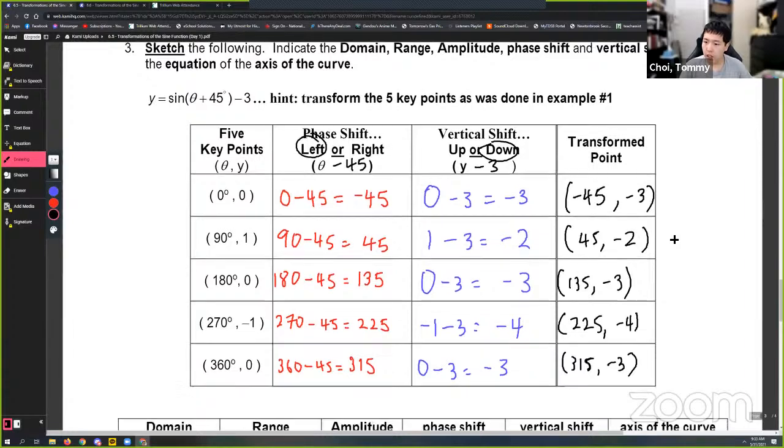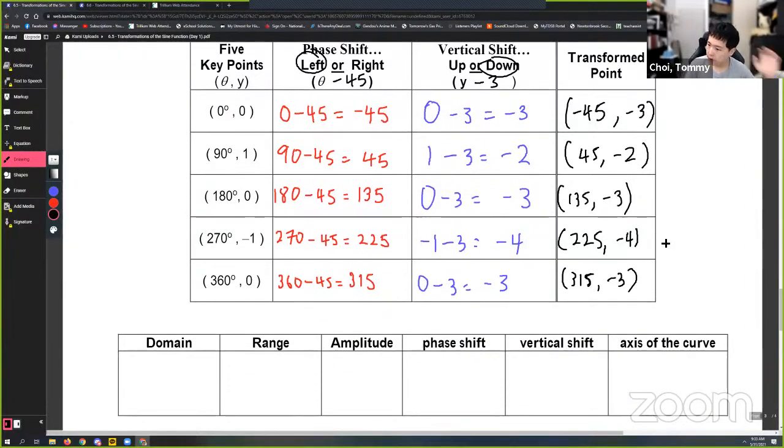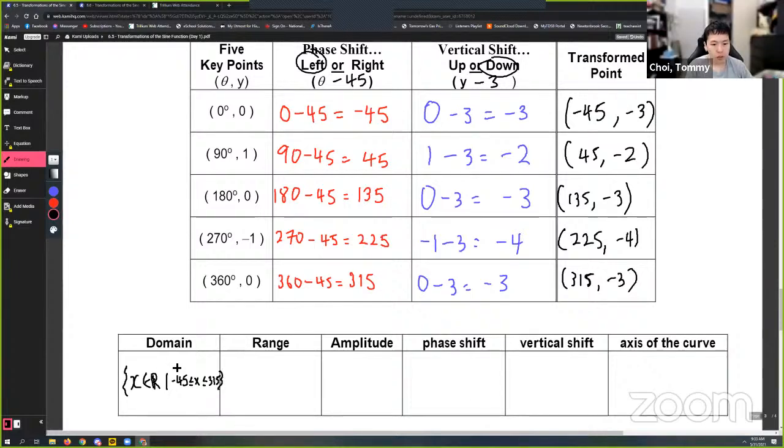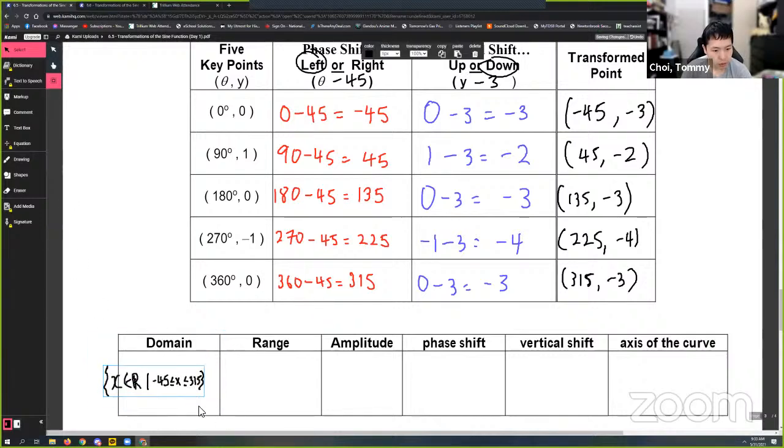Okay. So then, does anyone want to give some of these a try? Domain. Anyone want to give the domain a try? I think this one's easy. Yes, Brooke, go for it. x ∈ ℝ such that -45 ≤ x ≤ 315. Perfect. Right? Like what Brooke said here, -45 less than or equal to x less than or equal to 315. That's going to be our biggest x value and our lowest x value. That's correct there. I'm going to shift that over just a little bit because I wrote too big.